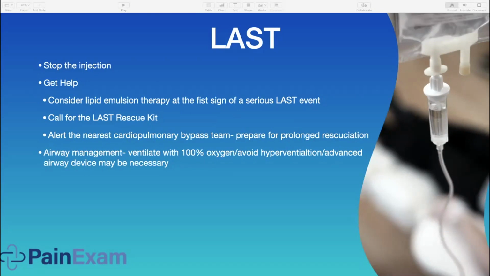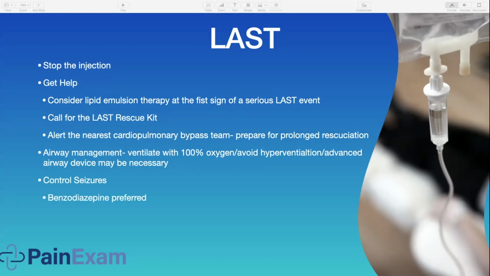Of course, airway, circulation, breathing must all be taken care of, not necessarily in that order. And if the patient is seizing, or if you think they may have a seizure, make sure that you're controlling for it. In this case, benzodiazepines are preferred because of the hemodynamic collapse that can occur with a propofol bolus.